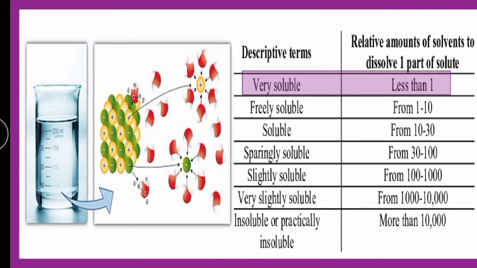So when the solvent required is even less than 1 ml to dissolve 1 gram of the solute, the term is very soluble. That means you can say when the solute is soluble in the solvent even in less than 1 ml of the solvent, the term is very soluble.